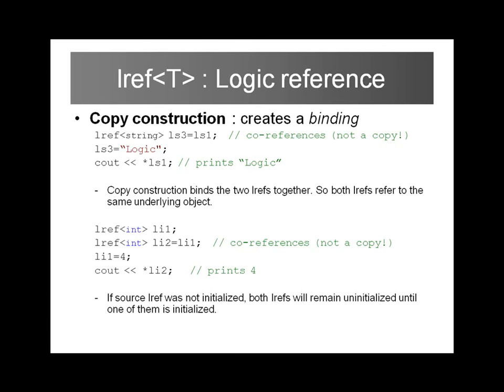The next example here shows two logic references, li1 and li2. li2 is being copy constructed from li1, and in this case li1 is not initialized. So at this point li1 and li2 are both not initialized, but as soon as we assign a value to either one of the logic references, both logic references will see the same value. So here li2 will also print the value 4.